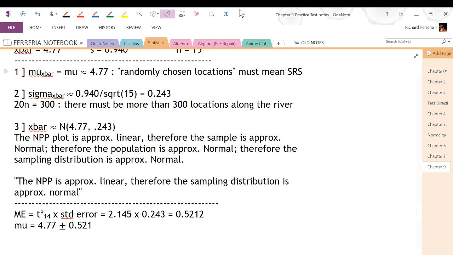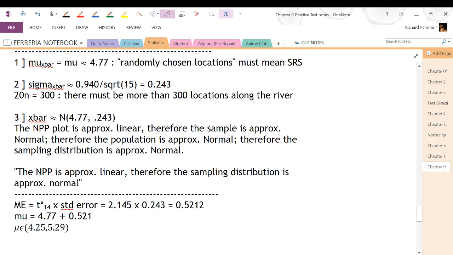You know what? Mu epsilon 4.25? 5.29? That's pretty great.